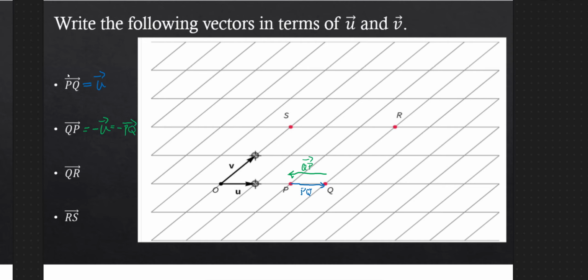In general, that's going to be true if we switch the head and the tail of a vector given by 2 points. We'll end up with the negative.